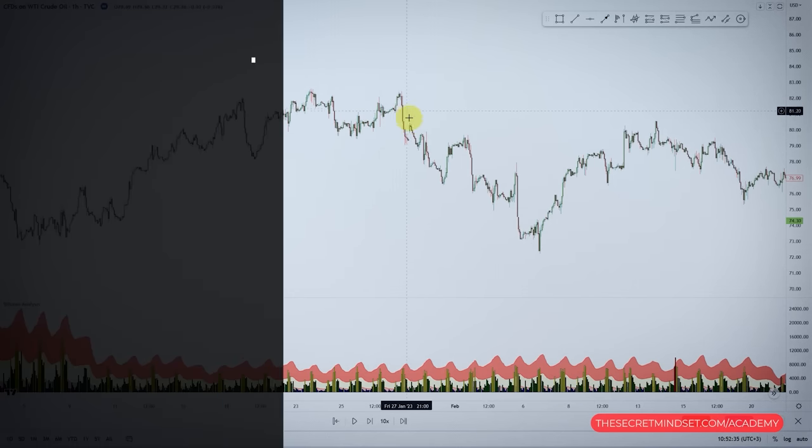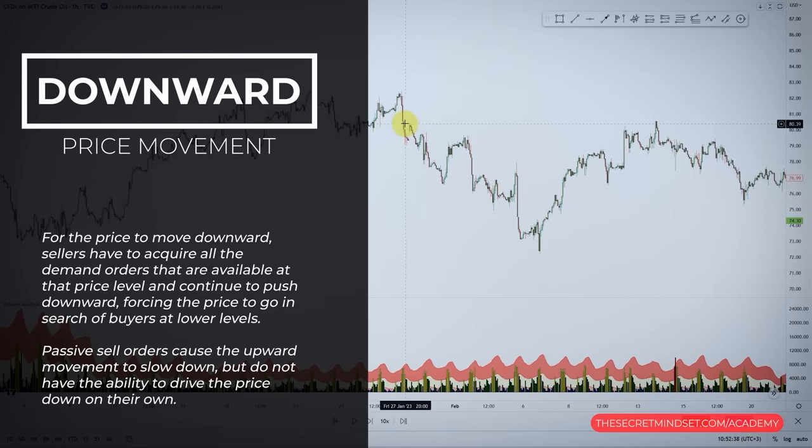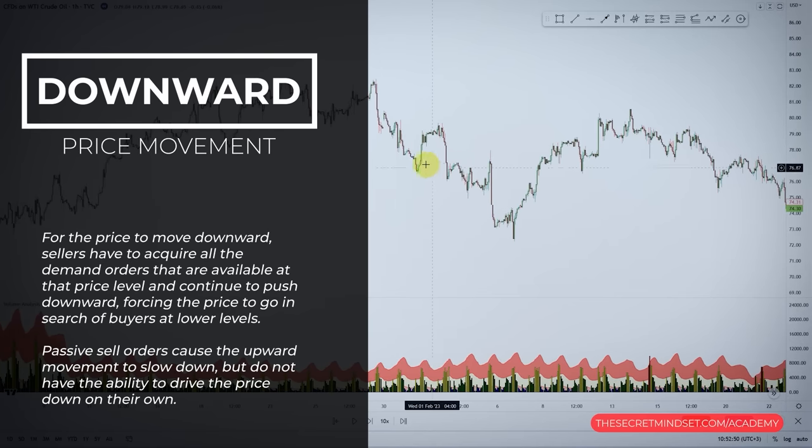For the price to move downward, sellers have to acquire all the demand orders that are available at that price level and continue to push downward, forcing the price to go in search for buyers at lower levels. Passive sell orders cause the upward movement to slow down, but don't have the ability to drive the price down on their own.